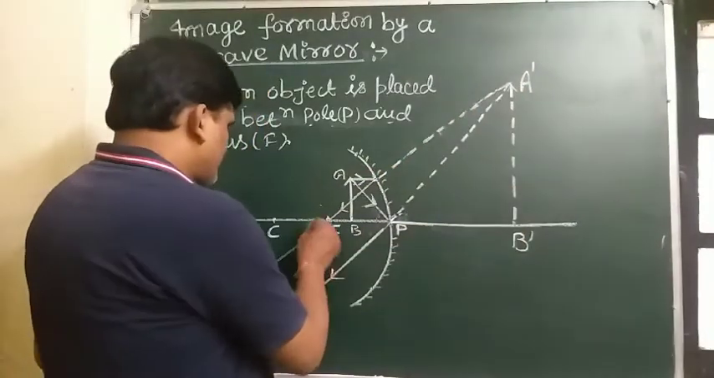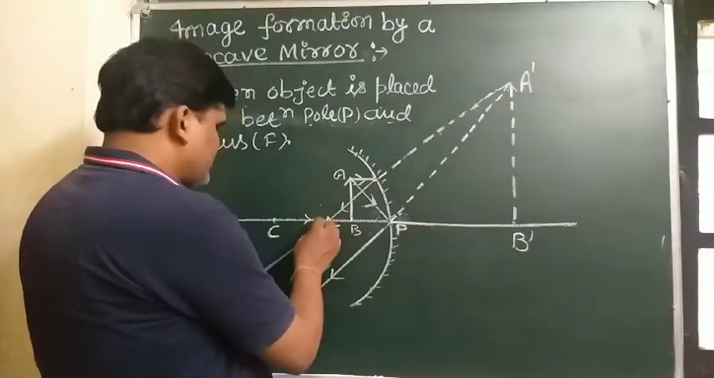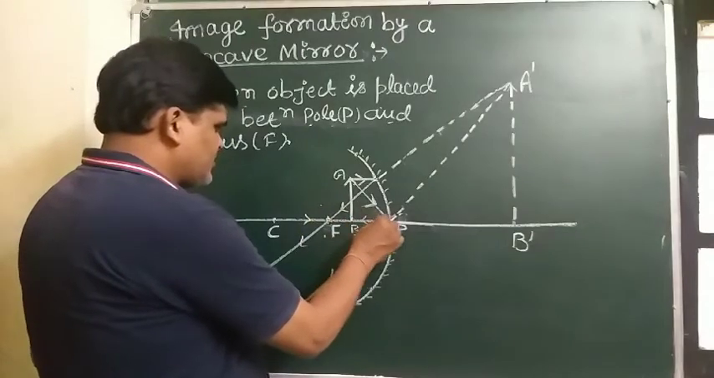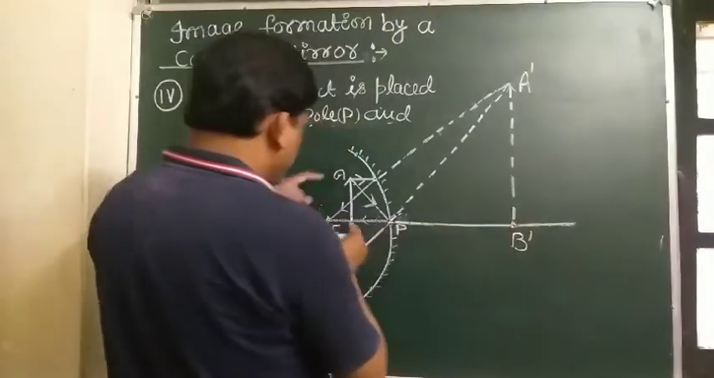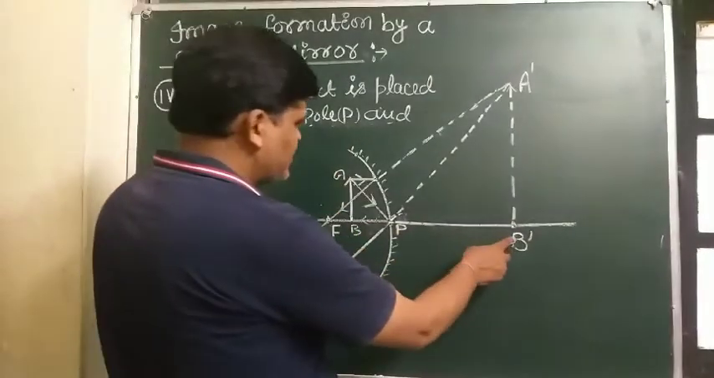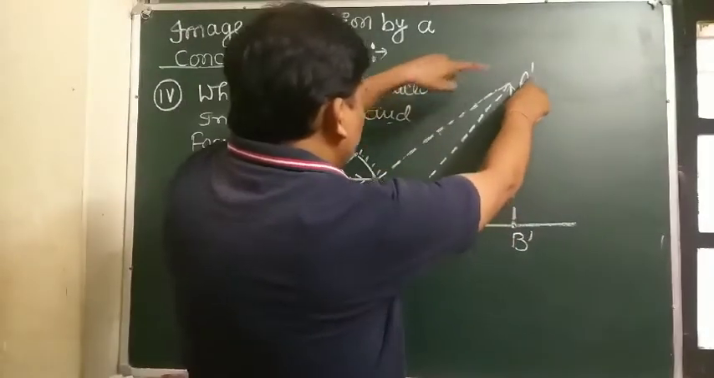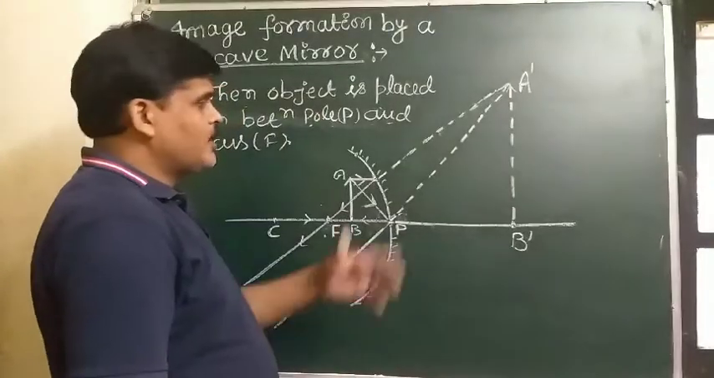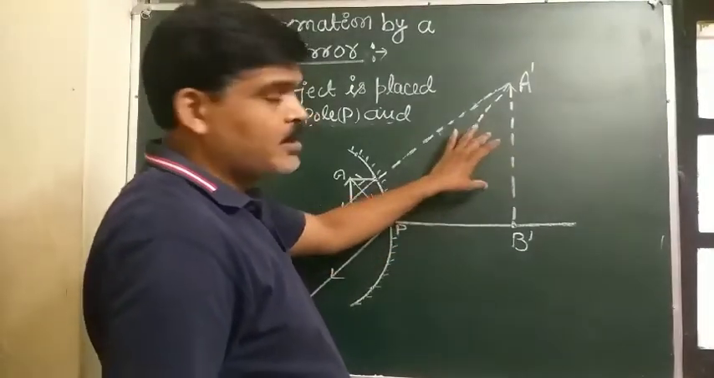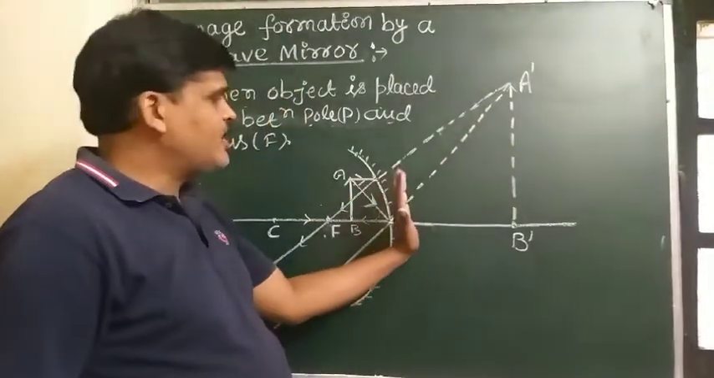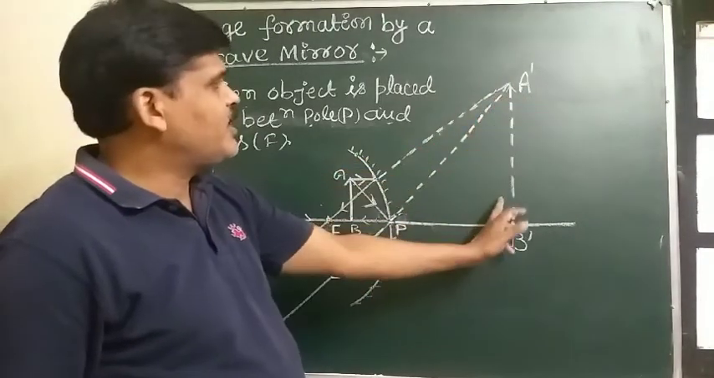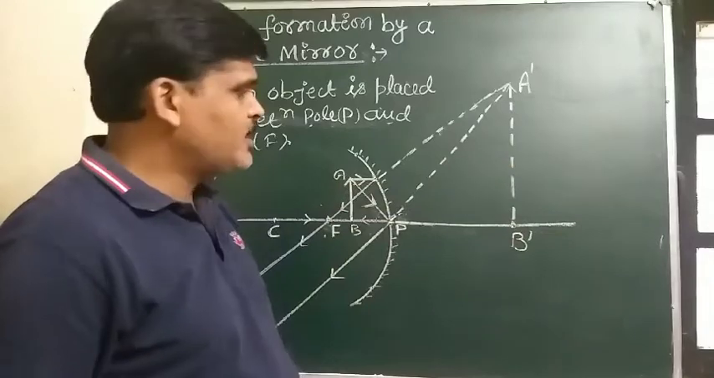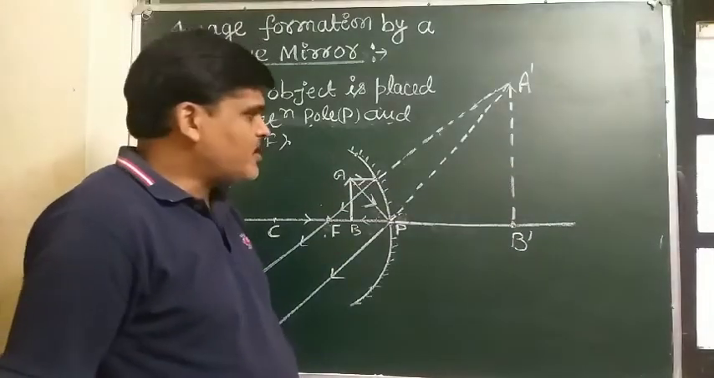Here also the bottom of the image is B dash and the top of the image is A dash. Here the image is formed when two reflected lights extended in the backward direction appear to meet, so a virtual image is formed.